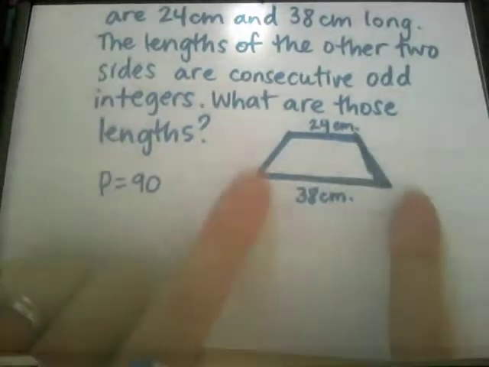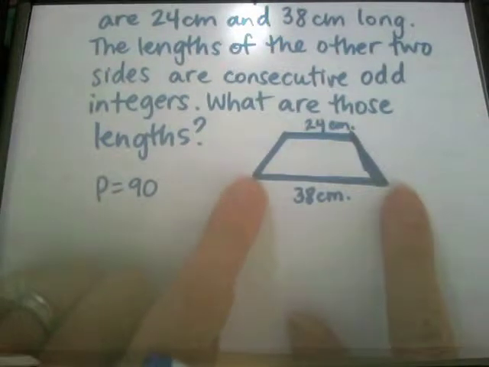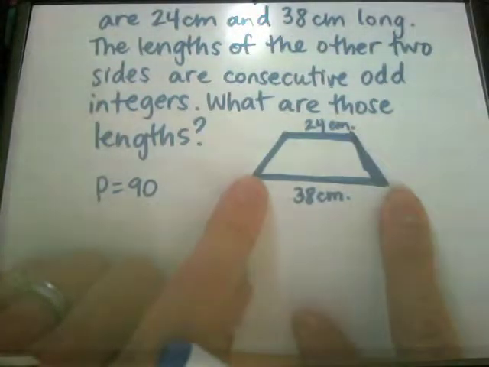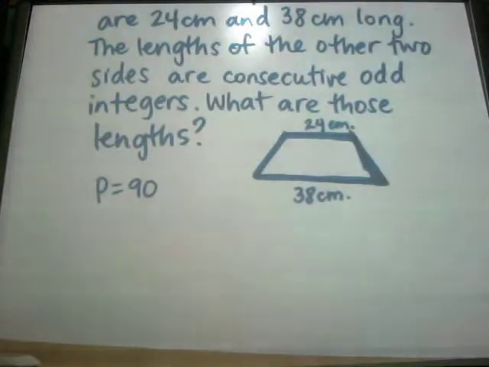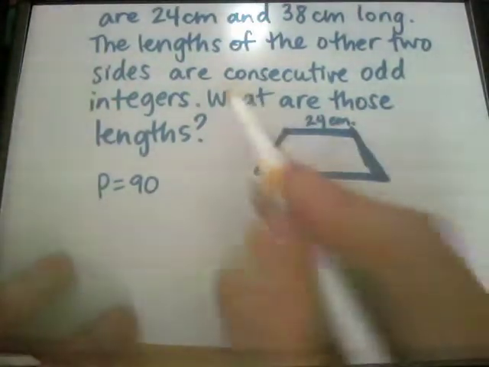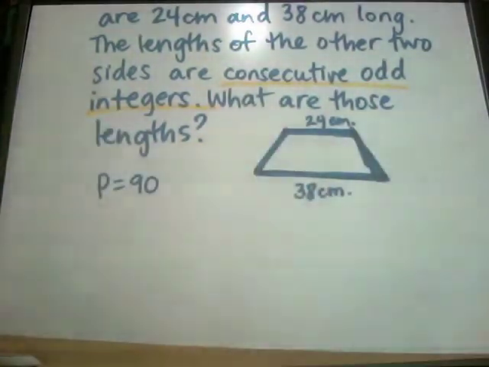So now what we have to do is figure out what to label these two. Now remember, you can only use one variable in an equation. You can't have two different letters, because then we don't have a way to solve. So, consecutive odd integers. What should that look like?